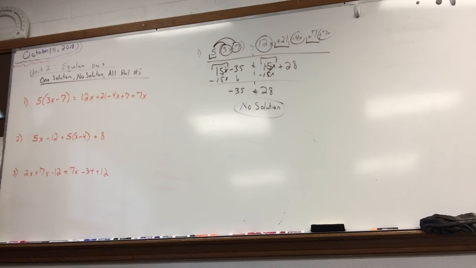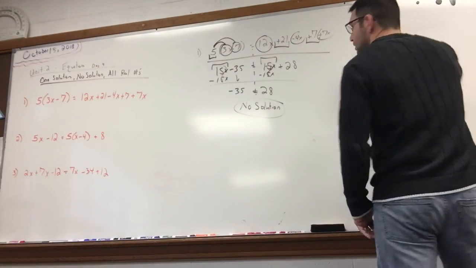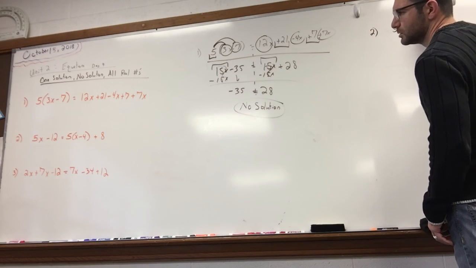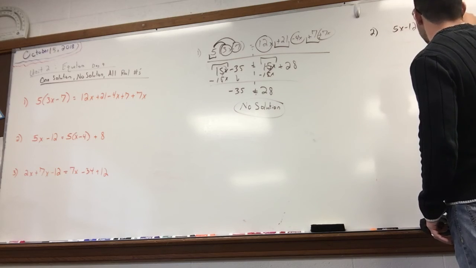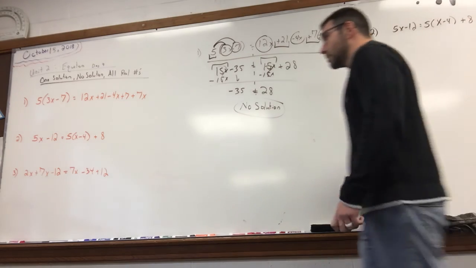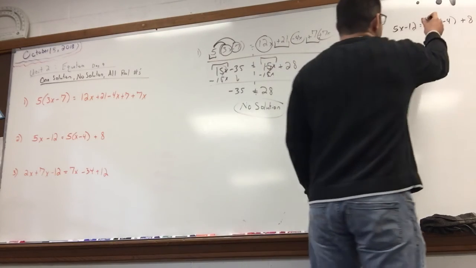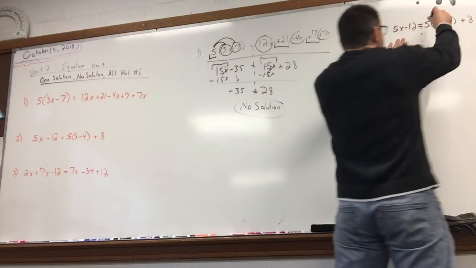Fists, how many got that one right? Okay. Make sure you copy it down if you missed it. Number 2. We've got 5x minus 12 equals 5 times (x minus 4) plus 8. So again, same idea. We're splitting it down the middle. Nothing on the left side, so let's distribute.